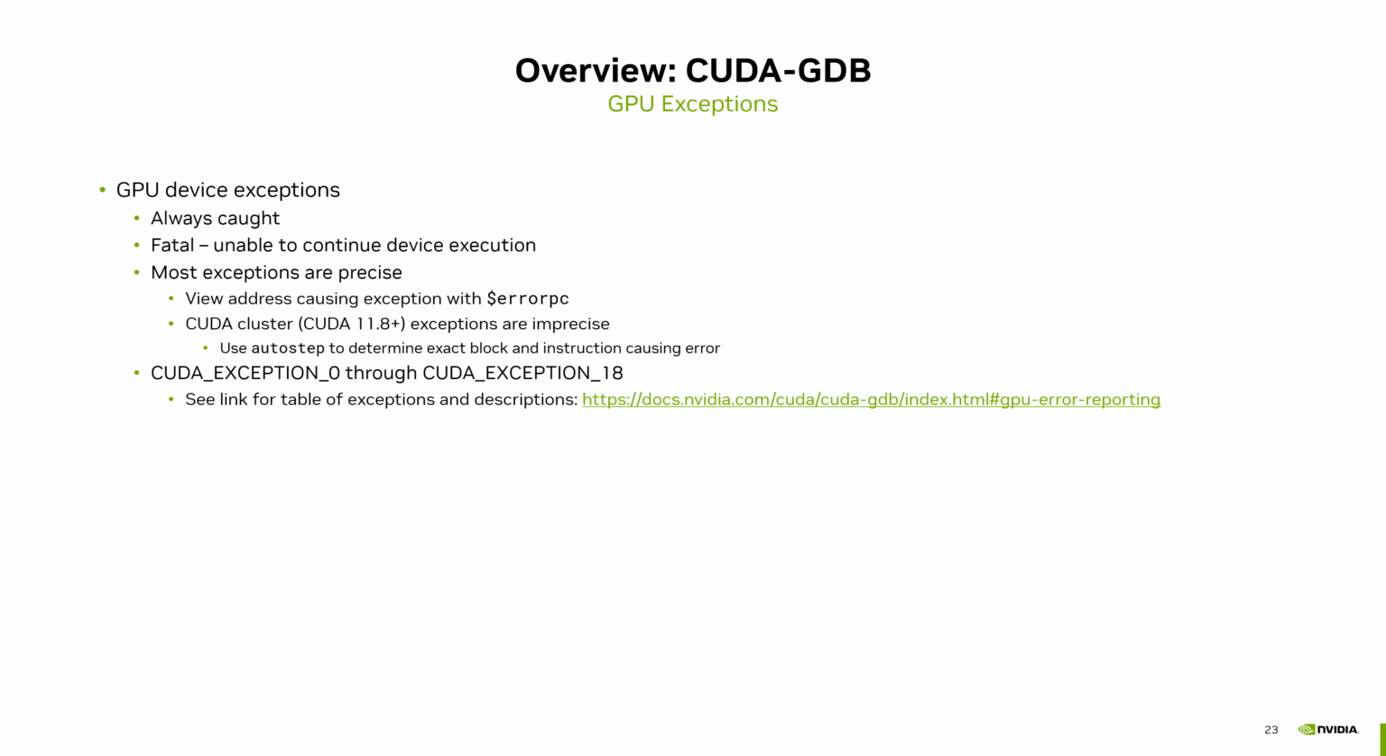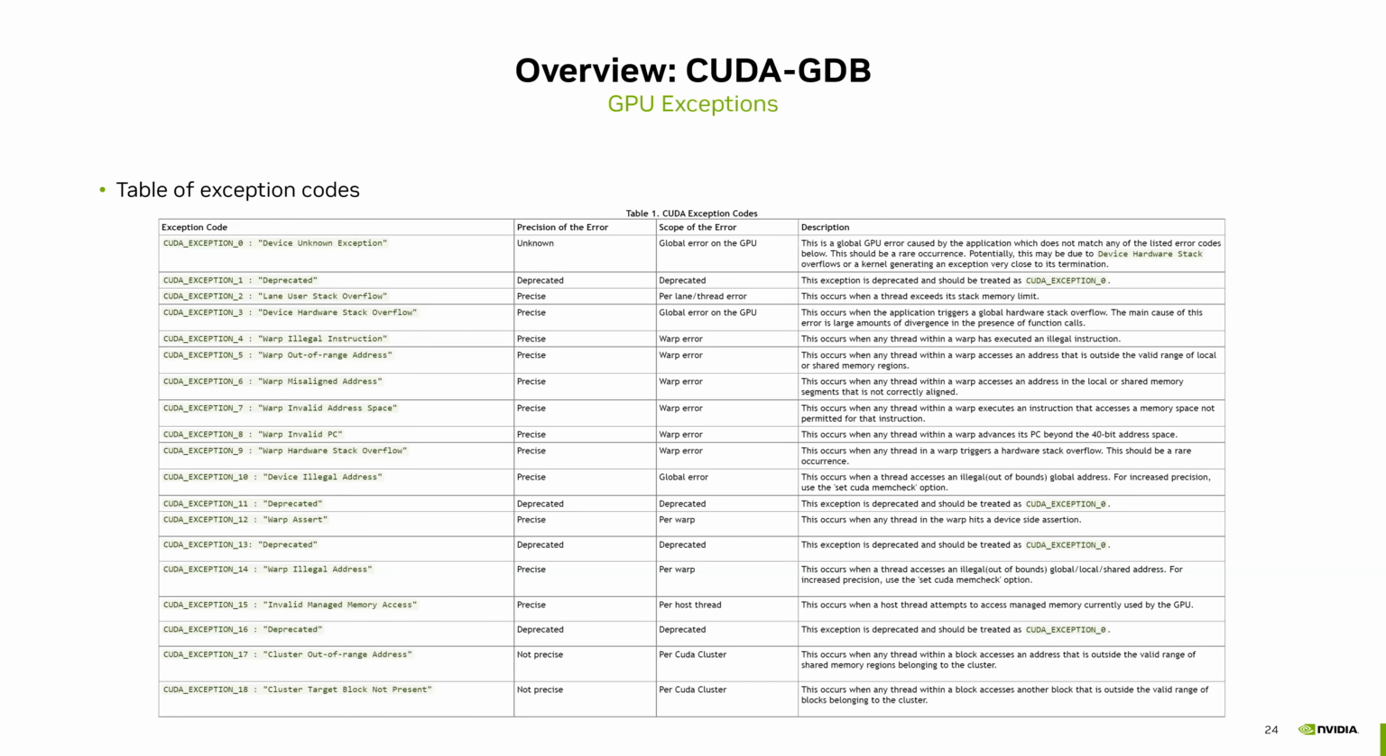We do recognize CUDA exception 0 through 18, and here's a link to the table. I did put it in the slide. I just wanted to mention that in this table, there's a bunch of exceptions that are deprecated. Those only apply to older hardware, and we don't support those exceptions going forward. So you should treat that as device unknown exception, and it shouldn't be hit.